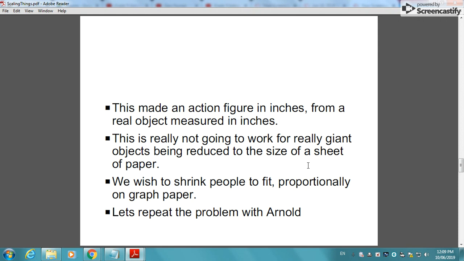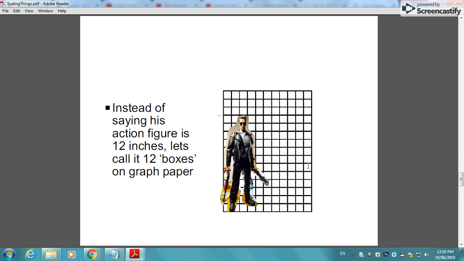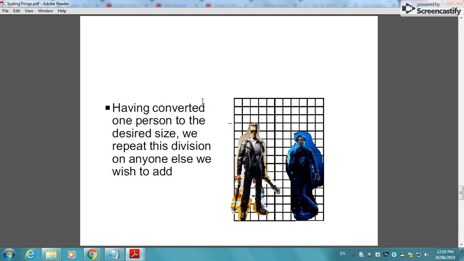Now, this made an action figure in inches from a real object measured in inches. This is not really going to work for really giant objects being reduced to the size of a sheet of paper. We wish to shrink people to fit proportionally on graph paper. Let's repeat the problem with Arnold. Instead of saying his action figure is going to be 12 inches tall, let's call it 12 boxes on the graph paper. So I get a cutout of Arnold and he fits by 12 boxes. Having converted one person to the desired size, we repeat this division on anyone else we want to add.